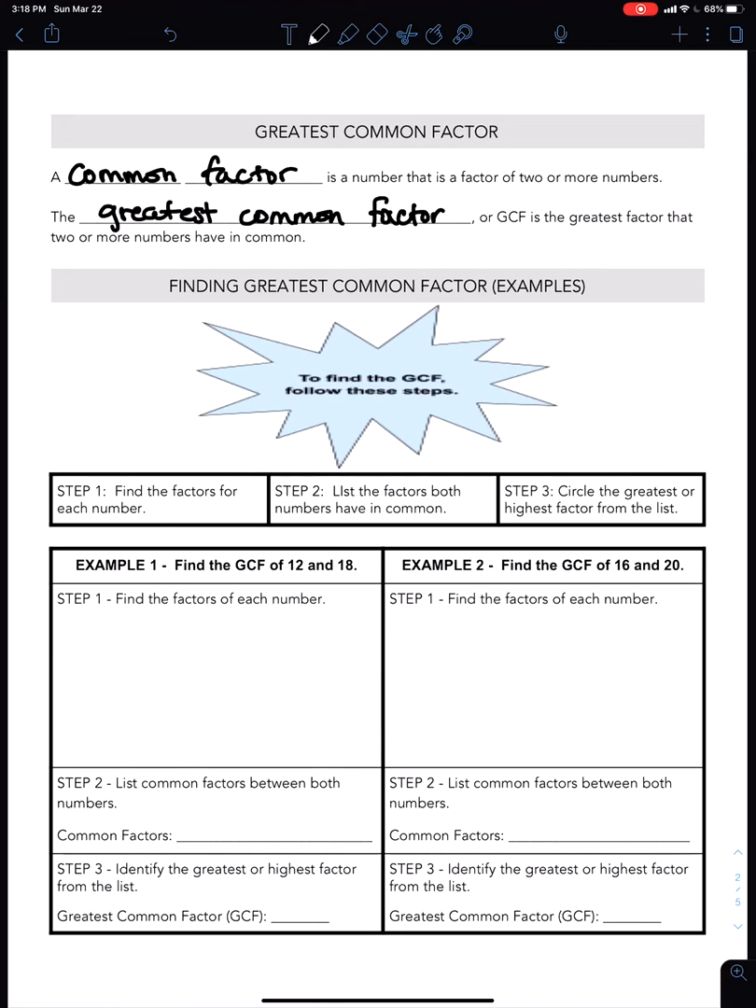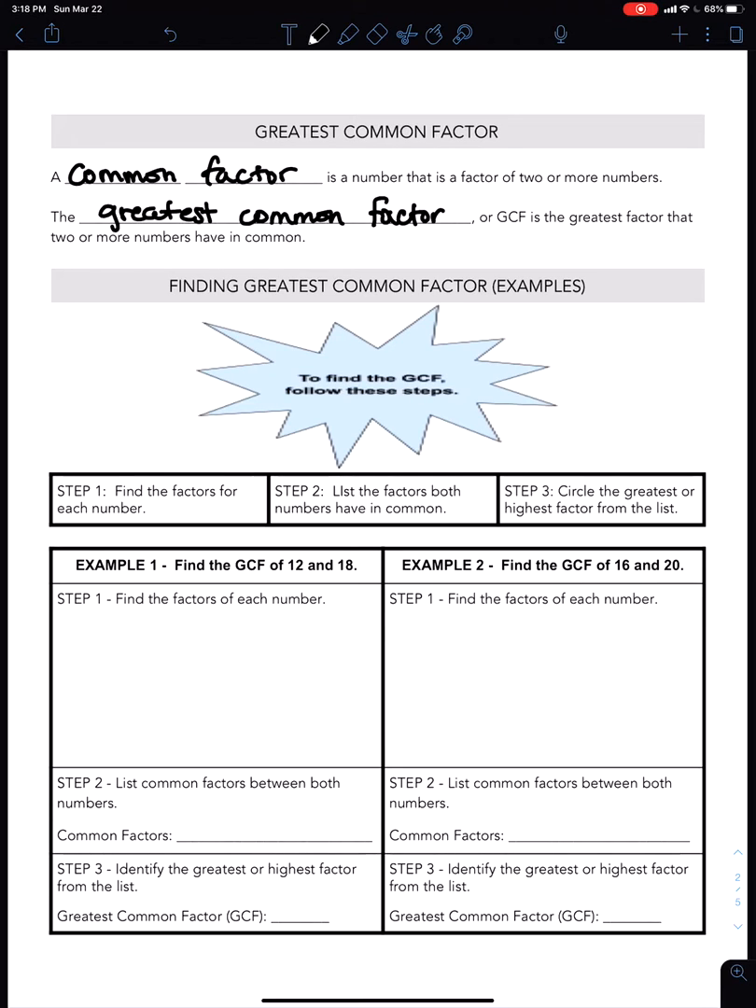Now I'm going to talk to you about how to find the greatest common factor. This part right here, you're not going to be able to do on the computer. You're going to have to do it on the separate sheet of paper. It says, example 1, find the greatest common factor of 12 and 18. Before we go to that, let's look at what steps we need to follow.